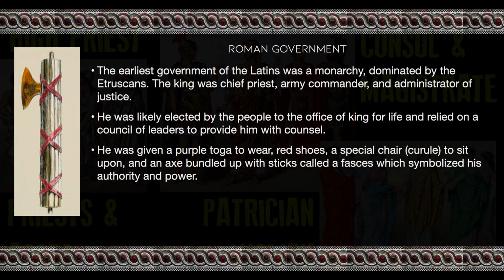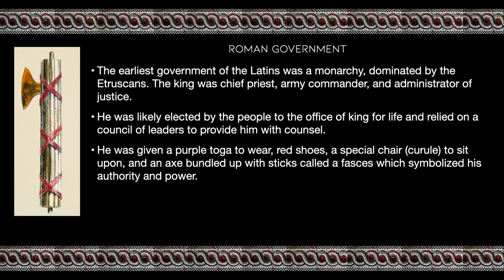Now, as we mentioned earlier, the earliest form of government from the Latins was a monarchy. It will be dominated by the Etruscans. The king was the chief priest, army commander, administrator of justice. He was elected by the people and the Senate to the office of king for life, and he relied on this council of leaders to provide him with counsel, the Senate. He was given a purple toga to wear, red shoes, a special chair to sit upon, and he was given an axe bundled up with some sticks called a fasces, which symbolized his authority and power.